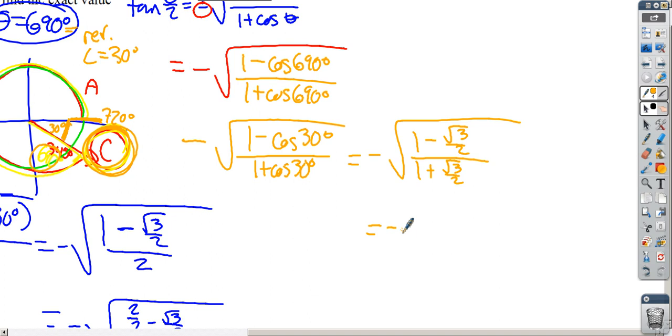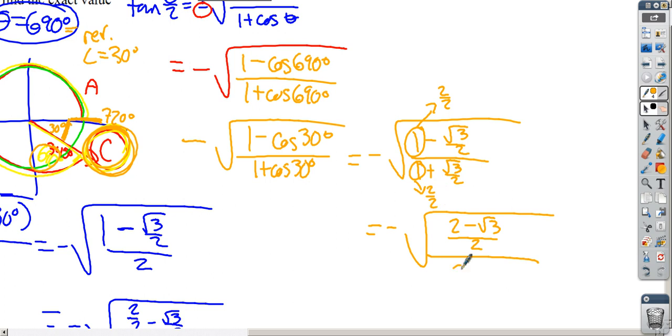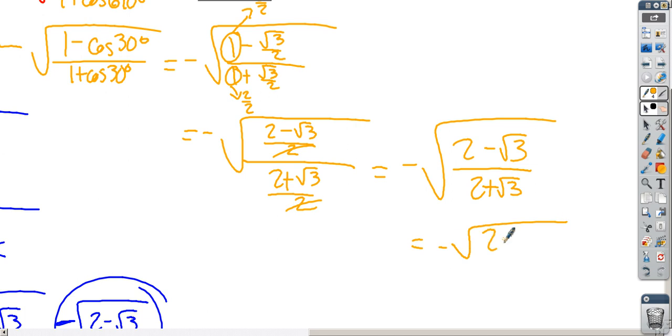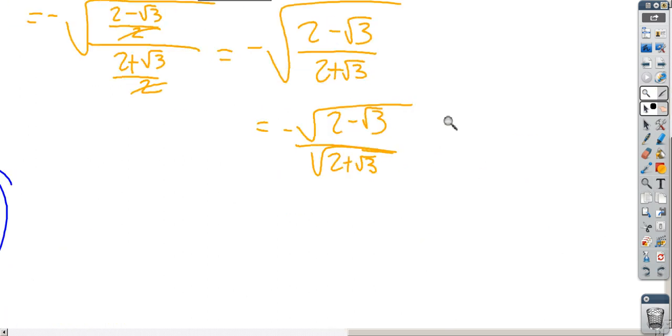And let's just simplify this some more. So this right here is going to be 2 over 2. So 2 over 2 minus radical 3 over 2 is right there. Over, and the same thing down here. This is also 2 over 2. So I'll have 2 plus radical 3 over 2. These 2's will cancel when you divide them. So here's what we have now. We have negative 2 minus radical 3 over 2 plus radical 3. And we'll put each of those under their own square root right here. And this is going to be another one of those nested radical functions. So we'll try to rationalize this correctly this time.